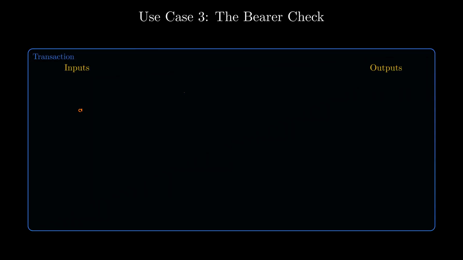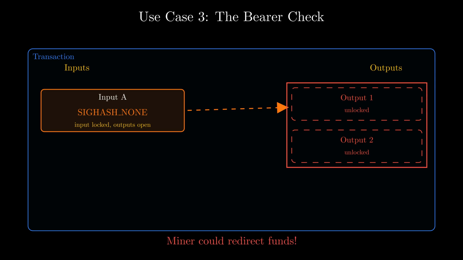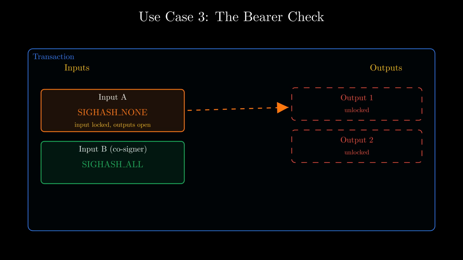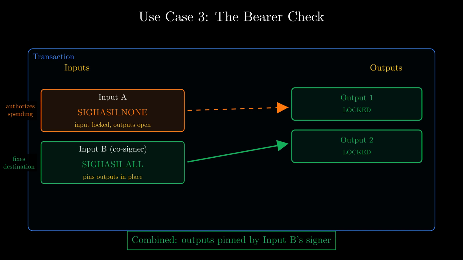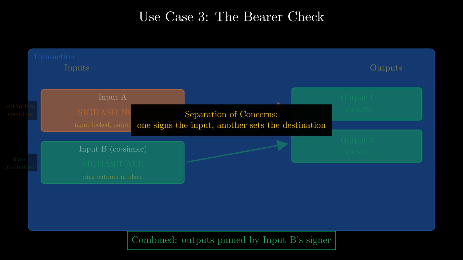Use case 3, the bearer check. A signer uses plain NONE, inputs locked, outputs completely open. On its own, that's dangerous. A miner could redirect the funds, but pair it with a co-signer on another input using SIGHASH ALL. That second signer pins the outputs in place. Now the NONE signer has authorized spending their input, while the ALL signer has fixed the destination. Together, the transaction is safe. This pattern shows up in multi-party protocols where one party authorizes funds and another determines where they flow. A clean separation of concerns.